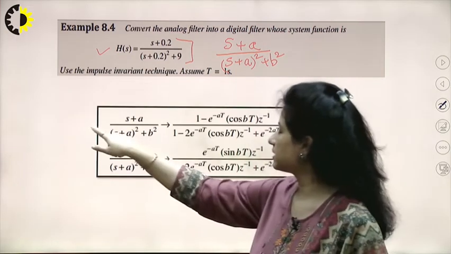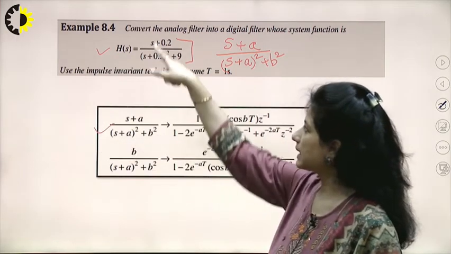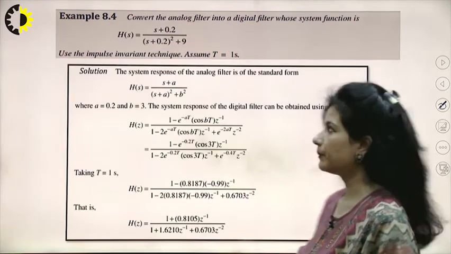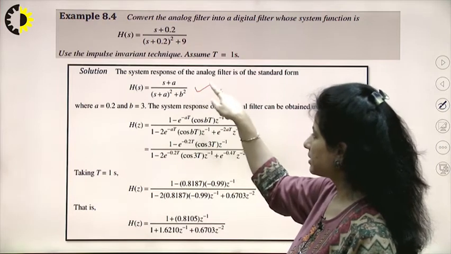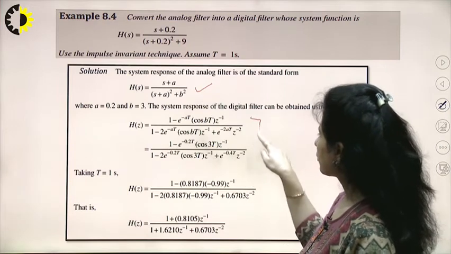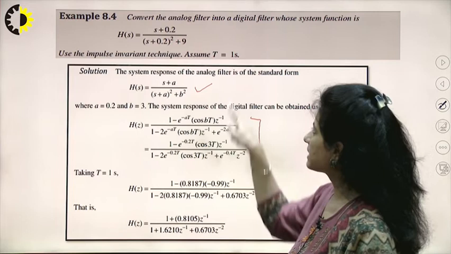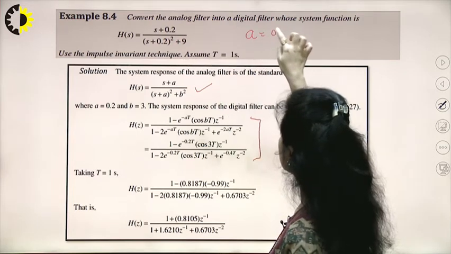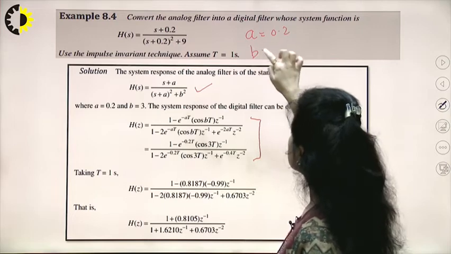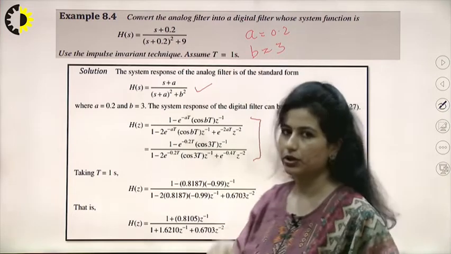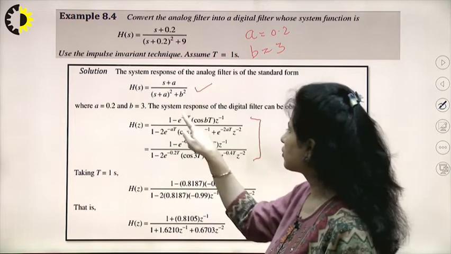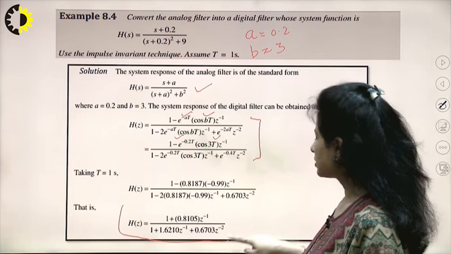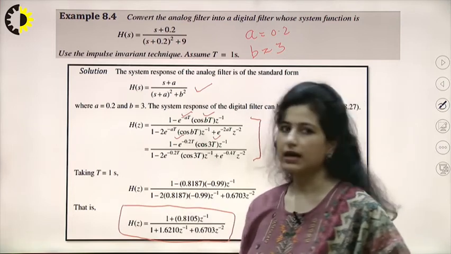This is the basic representation of the given transfer function, and the final solution appears like this. This is a matching function, and this is the corresponding Z transform. T has been given as 1, the value of A is 0.2 and the value of B is 3, that is, the square root of 9. By substituting all these values in this Z transform function, this is the function representing my digital IIR filter.